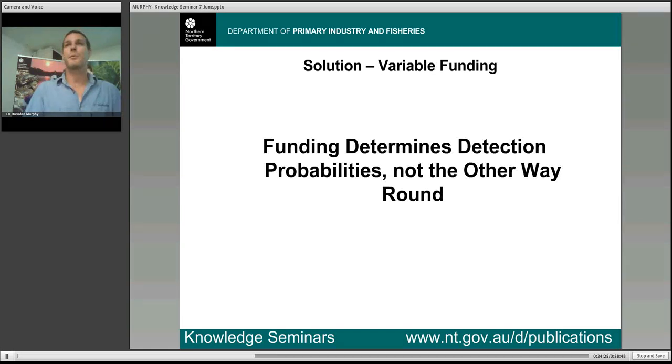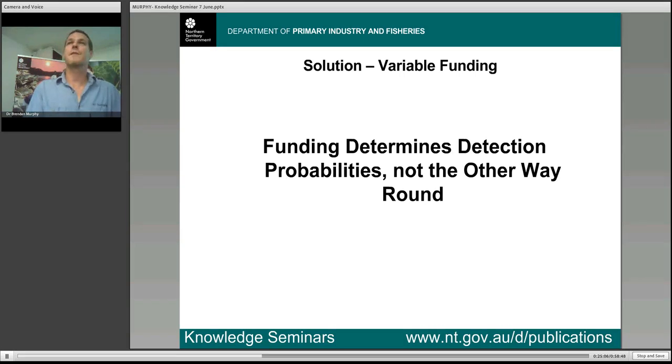Another issue is the variable funding issue. And so the paradigm I use here is that I call it funding determines detection probabilities, not the other way around. Now, I've seen people who have described how much it would cost to operate a surveillance program that would give them 99% detection probability for a pest, and basically it was going to be too expensive to do, so they didn't do it. Now, that's not a good way to go around describing surveillance. We actually need surveillance that can operate at a whole range of different detection probabilities. And what we do is, if we've got funding, the funding will actually determine the strength with which we can deploy our surveillance effort.